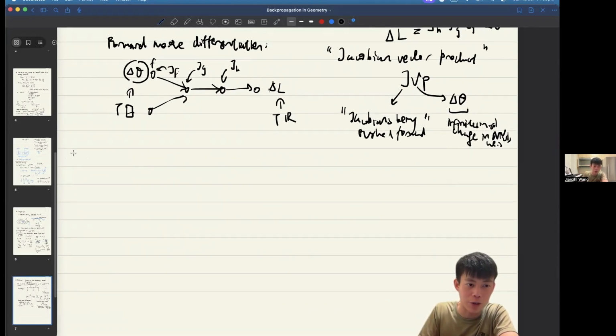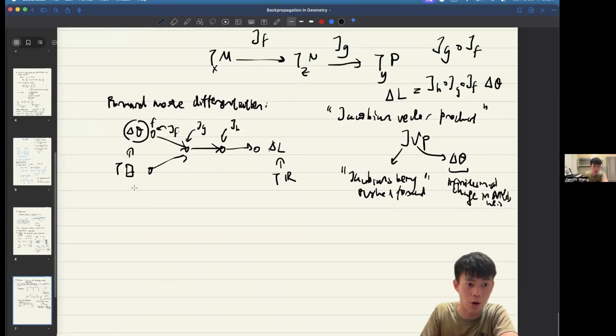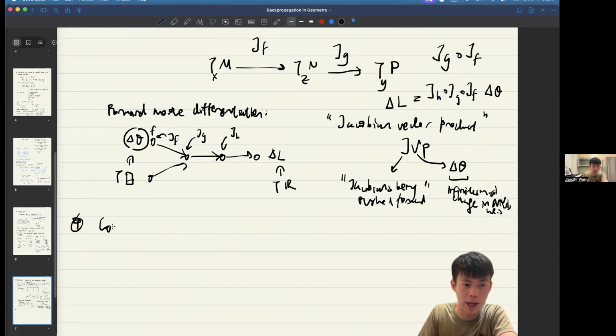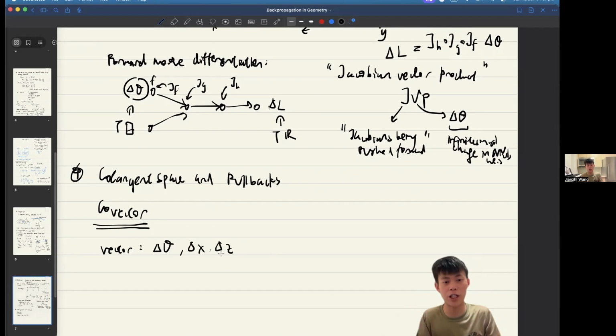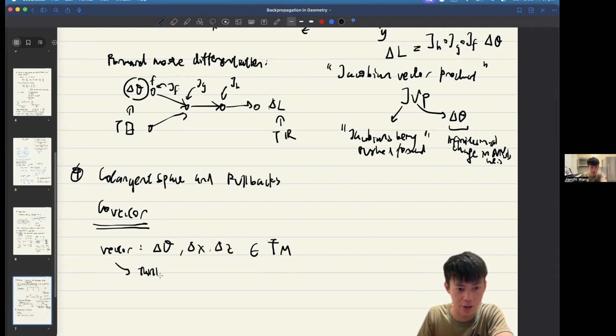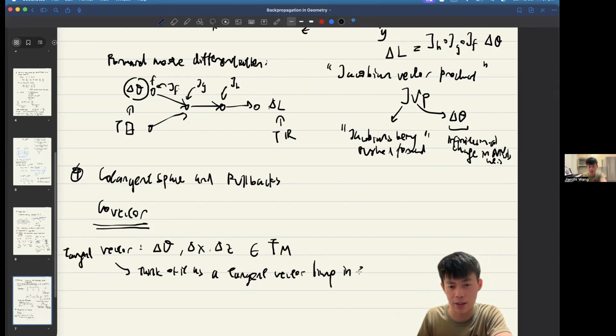Now I will introduce, which number is it? 4. I will introduce cotangent space and pullback. Firstly, I will also introduce a covector. So what is a covector? I guess I didn't really define a vector, right? But this vector, you should think about it as all the infinitesimal changes that live in the tangent space, right? Tangent space of some manifold. Think of it as a tangent vector. Yeah, it is actually precisely the tangent vector, right? So I should really write tangent vector living in the tangent space.